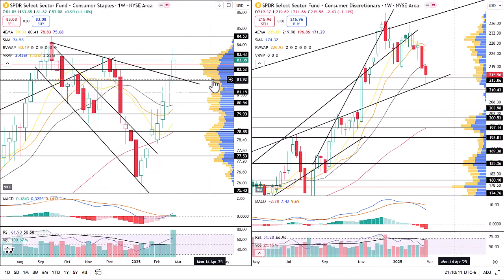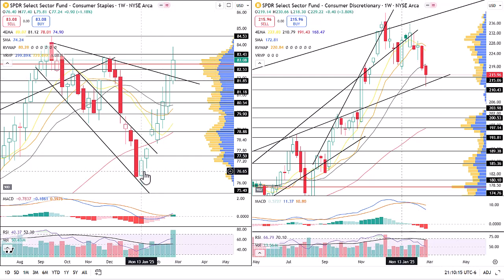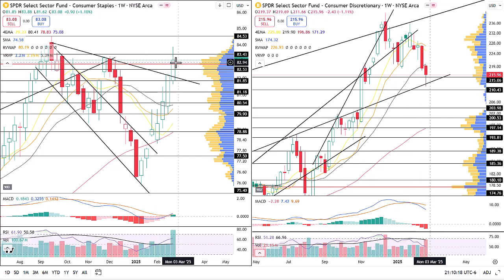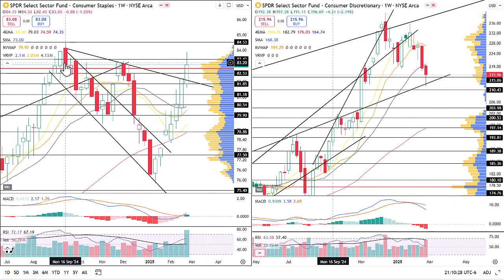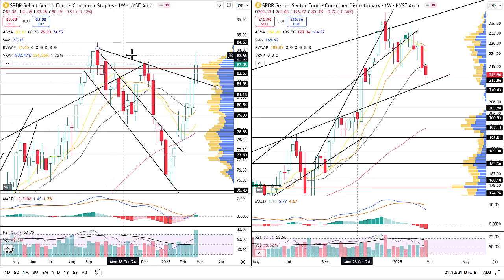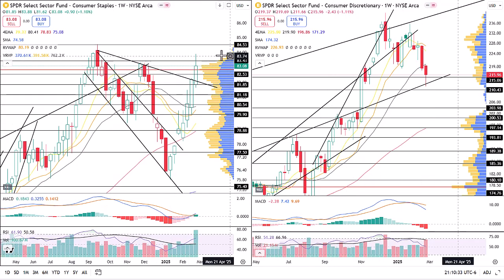Moving over to Staples and discretionary. Staples continues to be a straight rocket ship. We've been going straight up since mid-January. Bunch of stacked candles, pushed to that 83.43 level on the weekly. Waiting to see if we can get to the next one there, 84.53, that's the high back here from September of last year. I think it's absolutely within play at this point.